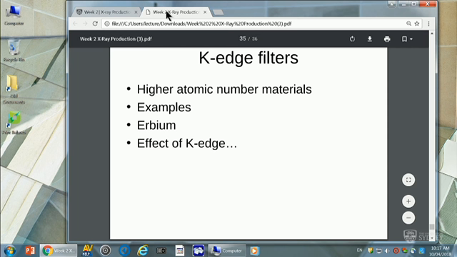And this is why I want to impress this onto you, these K-edge materials. It may not be any better than aluminium or copper in terms of dose, but it will be better in terms of image quality if it's used correctly.